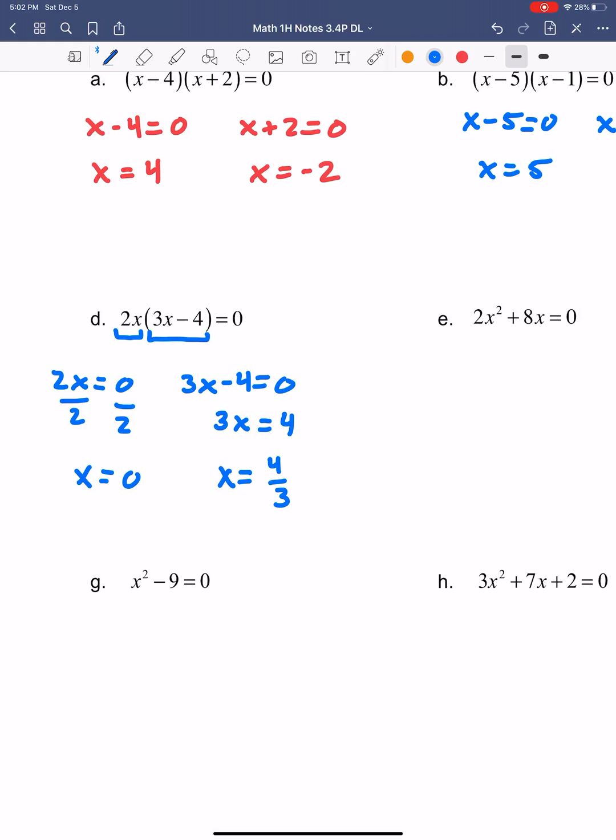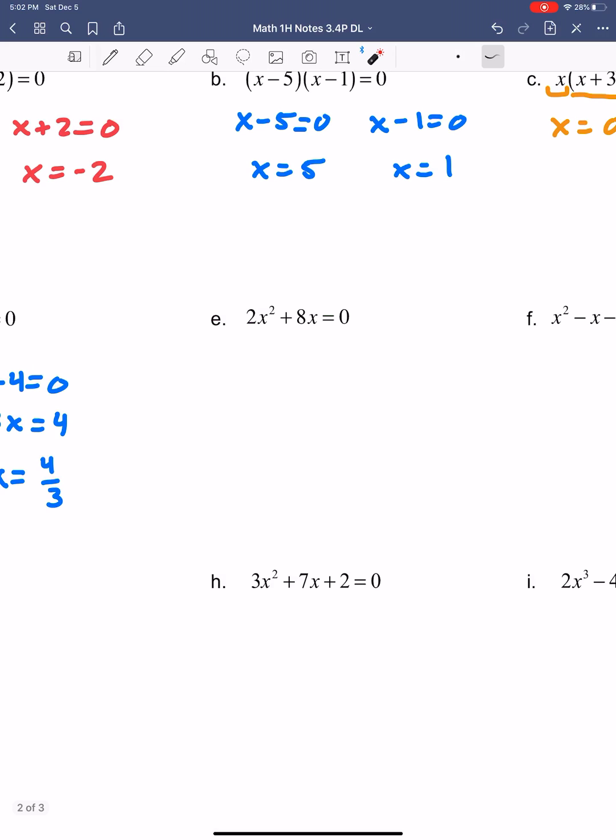So we're just taking our two factors, setting them equal to 0, because I know that one of them has to be 0 if I have a 0 on that right side of the equal sign. Moving to letter E, notice this is the first one that's not factored for us, and that's always going to be the key. So I'm going to put a little note here that says factor first. We're only going to use our zero product property when we have our factors first.